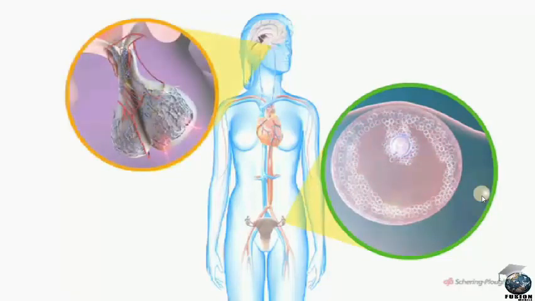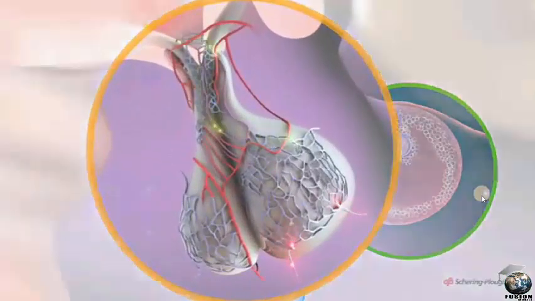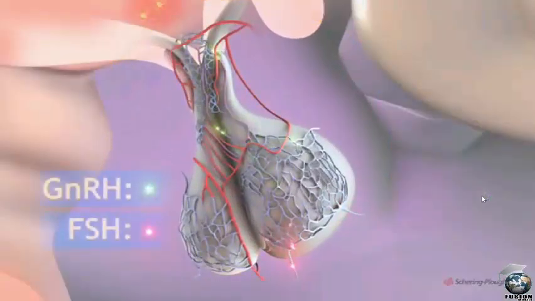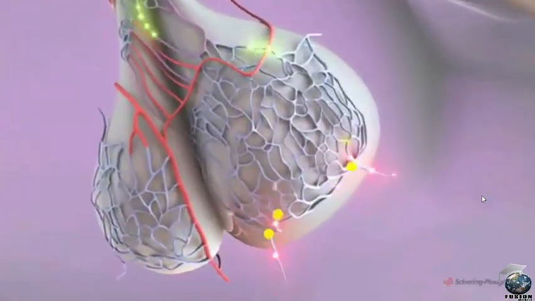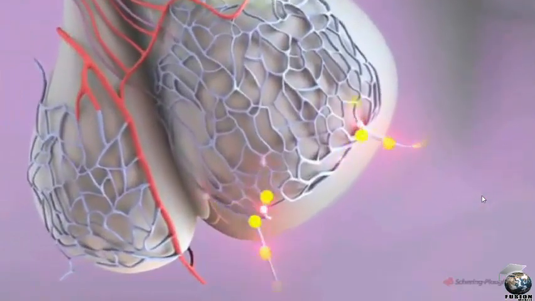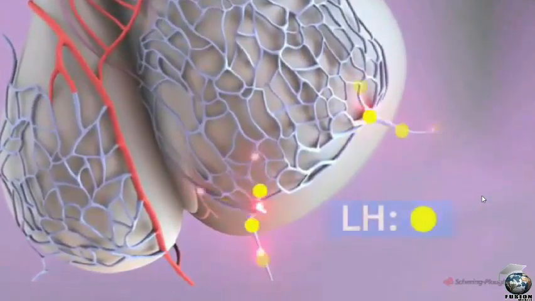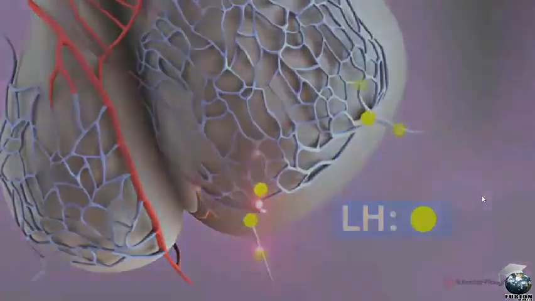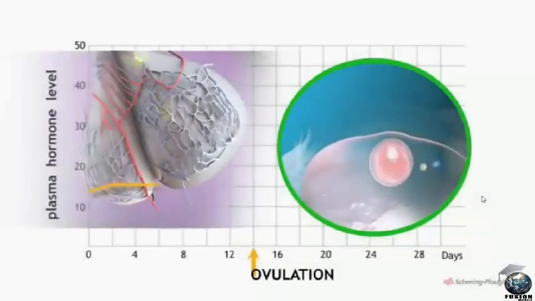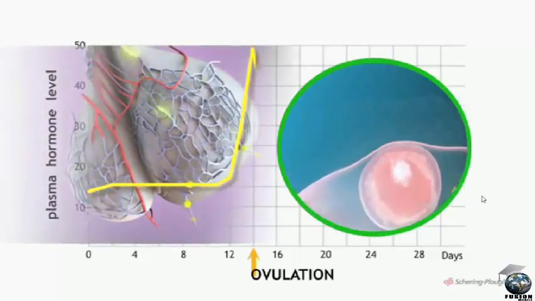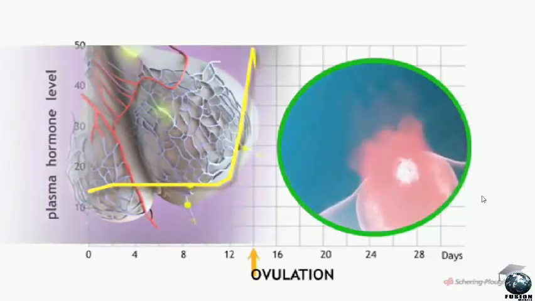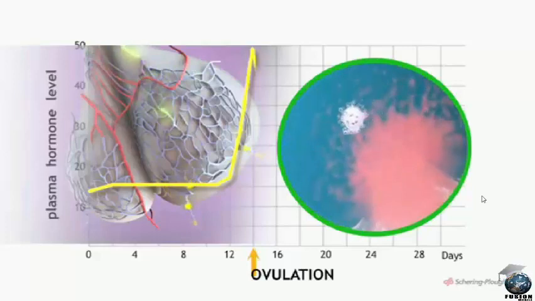As the follicle matures, the hypothalamus increases secretion of GnRH. This in turn stimulates the pituitary to secrete a second hormone which acts on the ovary. This is luteinizing hormone, or LH. Toward the middle of the cycle, there is a sudden peak in the blood level of LH. This acts as the trigger for ovulation.